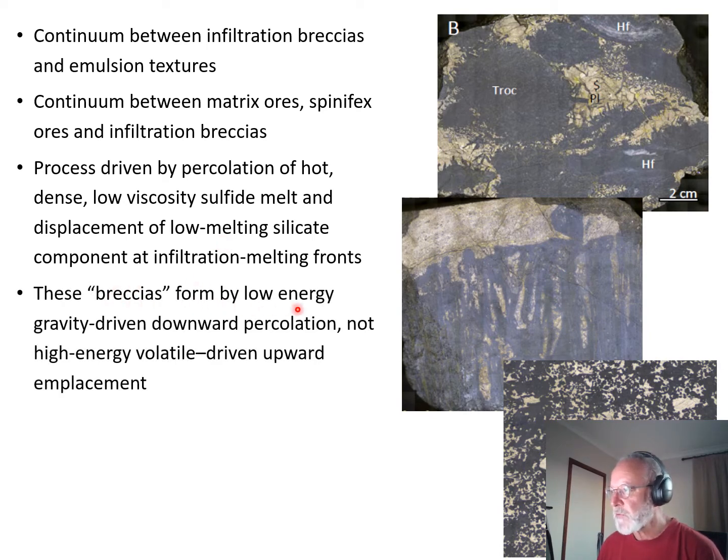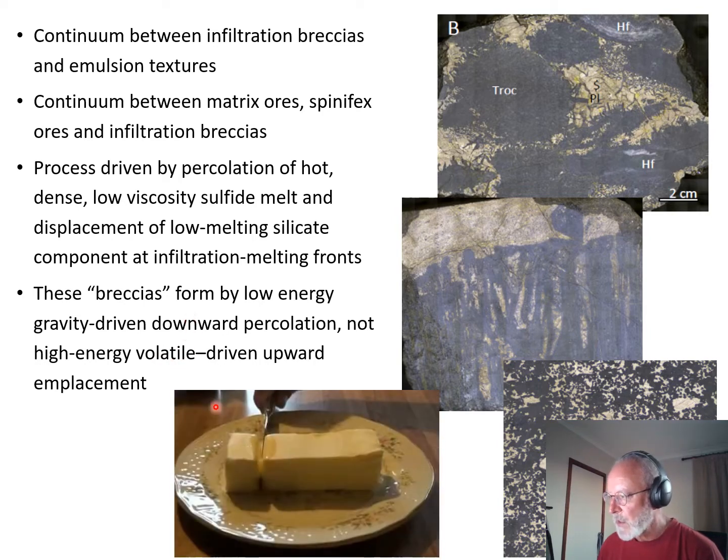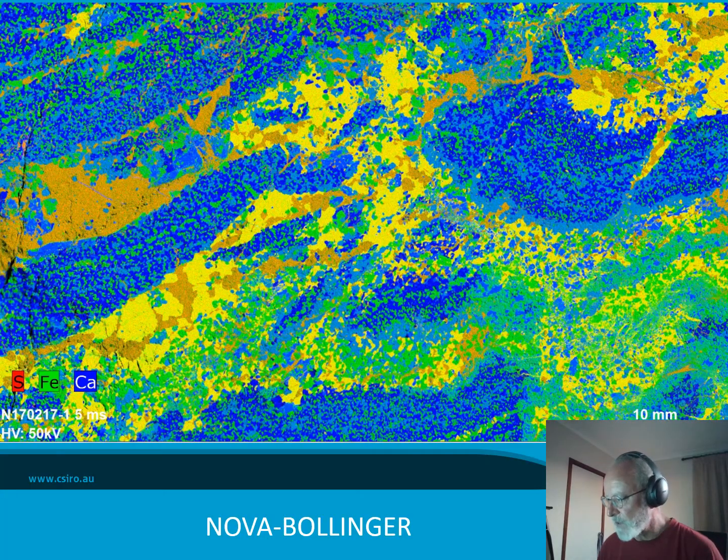Sulfide matrix ore breccias are forming mostly by low energy, gravity driven downward percolation, and not, as some people have speculated in the past, and a lot of people still think, by high energy volatile driven upward emplacement. These aren't volatile overpressured hydrofracture breccias like you find in porphyry systems. These have a very different kind of origin, and there's that hot knife through butter sulfide concept again to try and cement that.